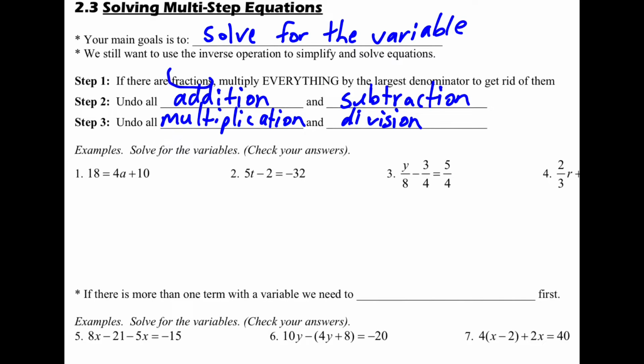Step 1: if you see any fractions and you don't want to deal with them, it turns out you can multiply everything by the largest denominator, that's the number on the bottom of the fractions, to get rid of them. Step 2 is to undo all addition and subtraction, and step 3 is to undo all multiplication and division.